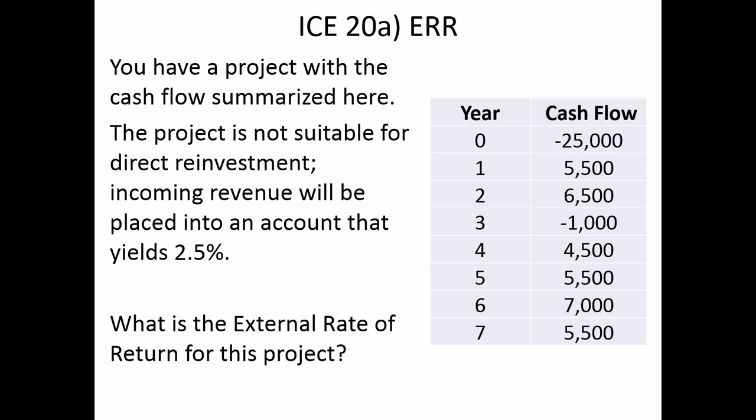So step 1, you're going to discount all of the outflows to the present. Step 2, you're going to compound all of the revenues to the future, meaning to year 7. And then step 3 will be make the future worth and the present worth equal by either compounding the present to the future, or discounting the future worth to the present at some unknown I prime, the external rate of return that you're going to be solving for.